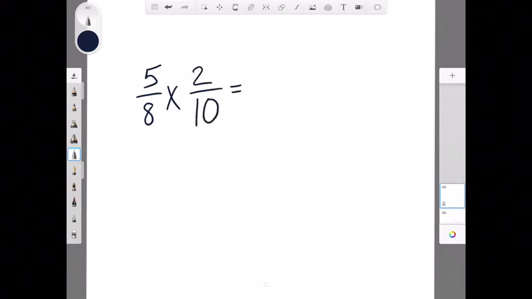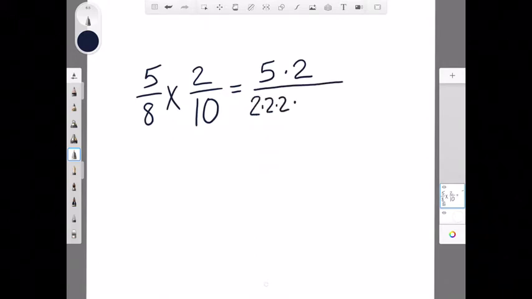Okay, when we're multiplying fractions, we're going to simplify and multiply all in the same step so that when we're finished, we have a fraction in its simplest form. So we're going to write the prime factors of each of the factors, and then we're going to cross off. So the prime factors of 5 are 5. The prime factors of 2 are 2. Prime factors of 8 are 2 times 2 times 2. And the prime factors of 10 are 2 times 5.